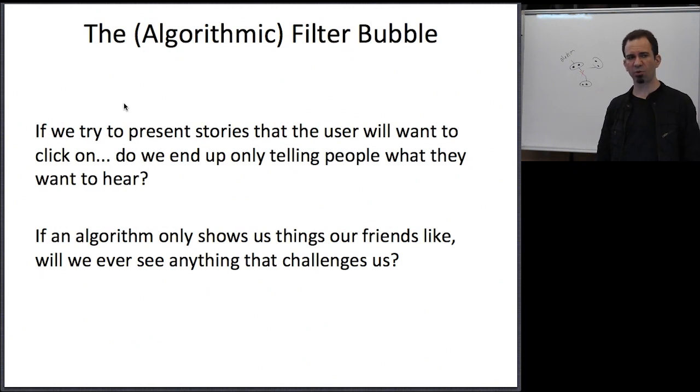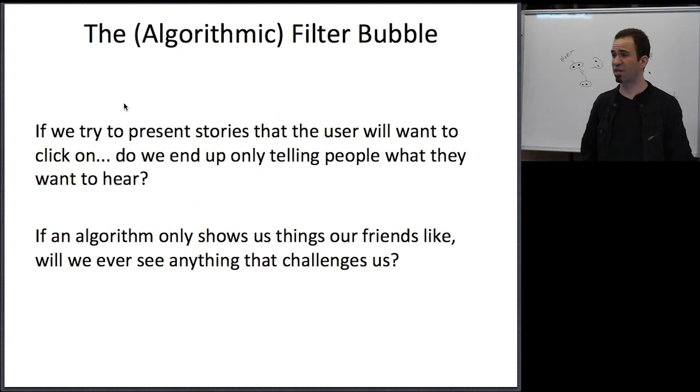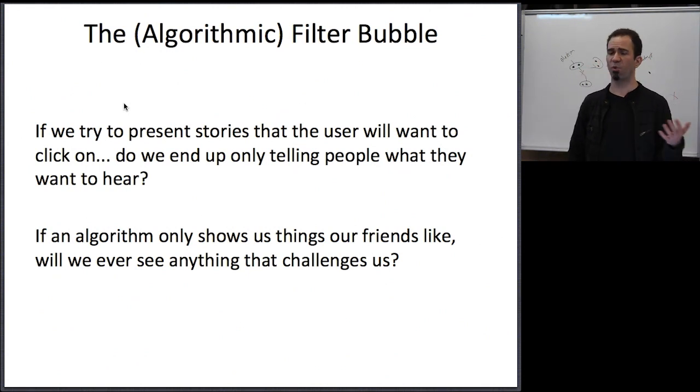And this can happen in different ways. If you build an algorithm that tries to maximize click-throughs or likes or shares, that's one way it can happen. If you build an algorithm that shows you things that your friends liked, your friends are already similar to you. It's nice to see the things your friends like. I'm not recommending that you not see the things that your friends like, but it's also really important to get things that none of your friends like.